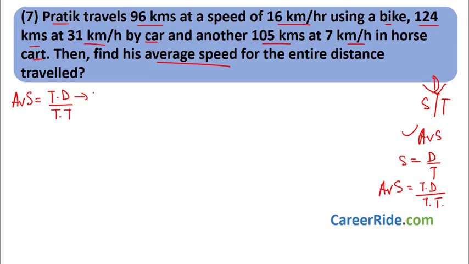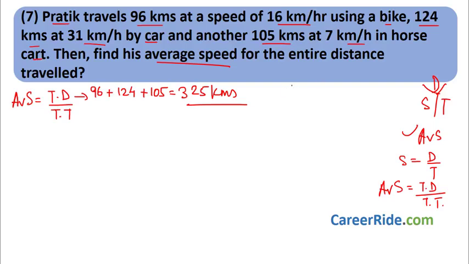What is the total distance? First he travels 96 kilometers. Then he travels 124 kilometers. Then he travels 105 kilometers. So what is the total distance? That would be 325 kilometers, right? So this is the total distance traveled.